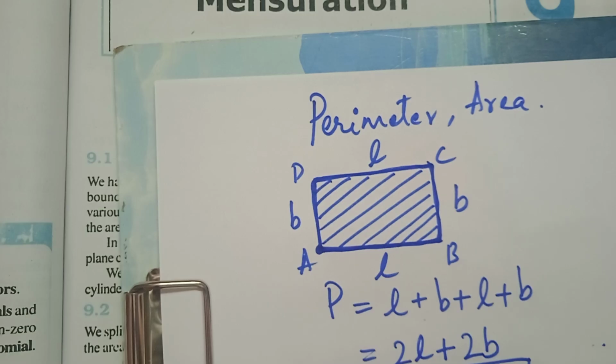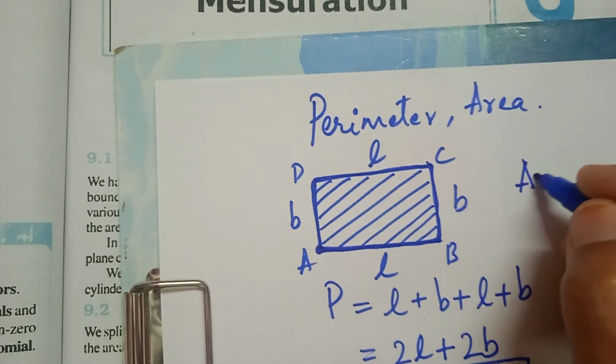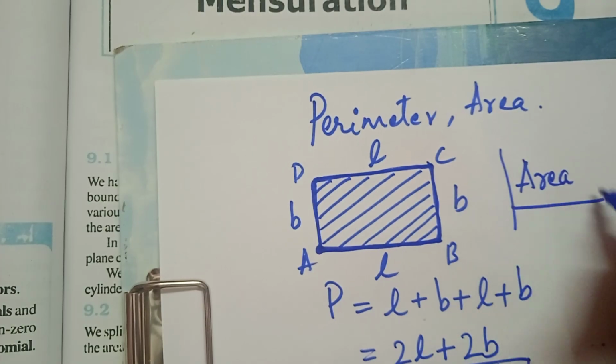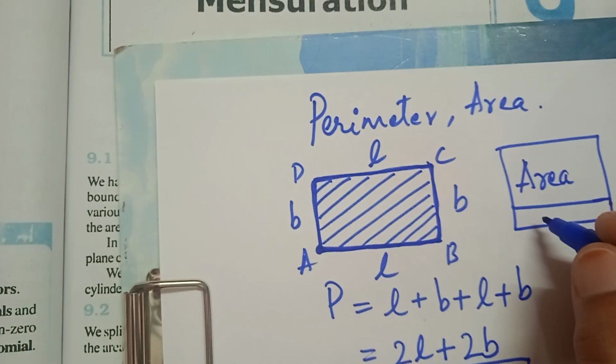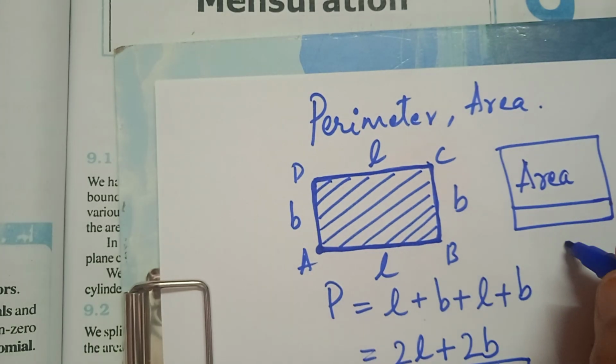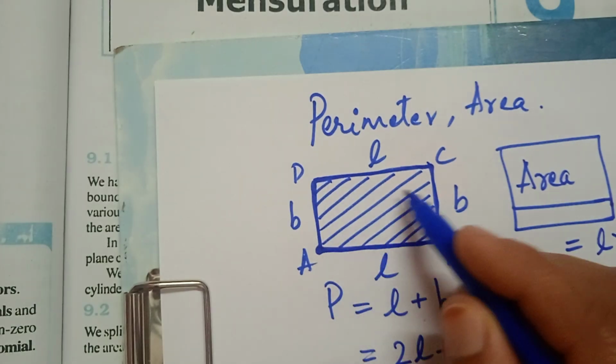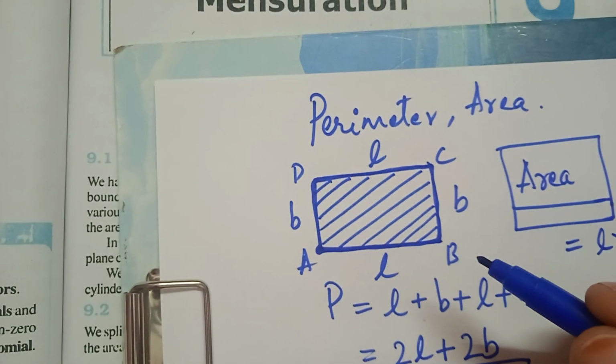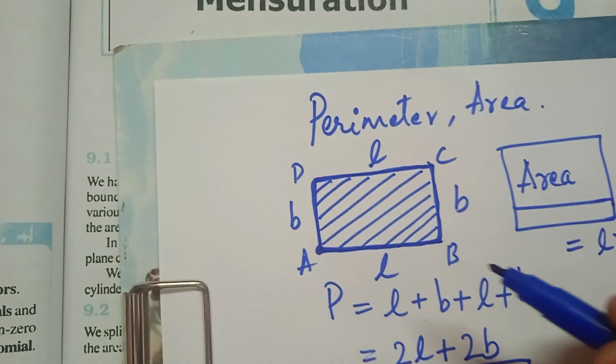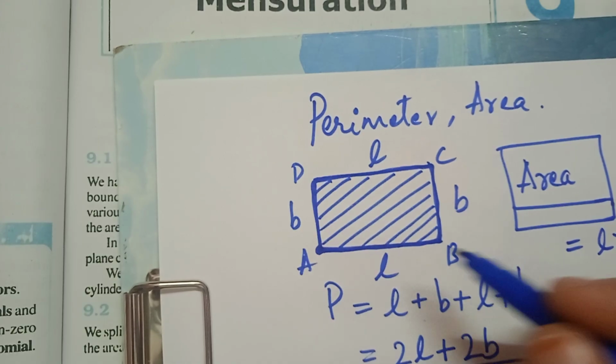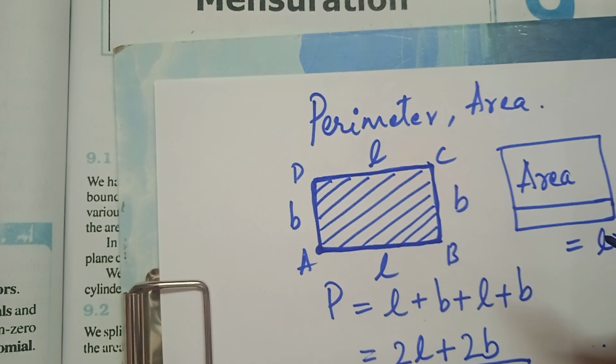Now what is the area? What is the area of this rectangle? Area is equal to length into breadth, this region. So that is the basic concept that they want to explain to you in this chapter, mensuration. So this is about the rectangle.